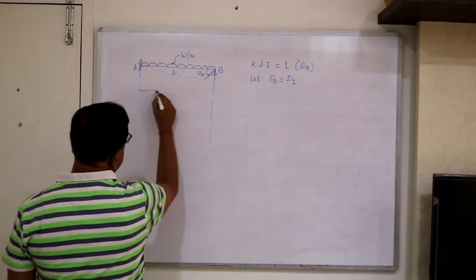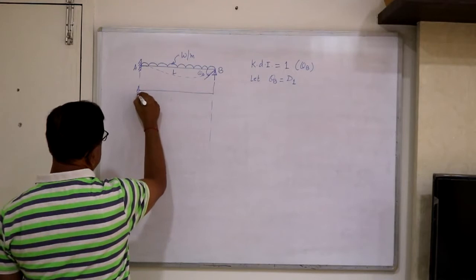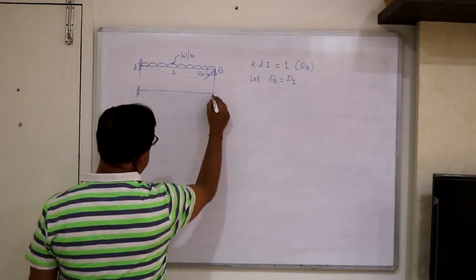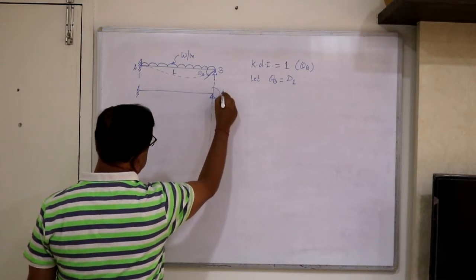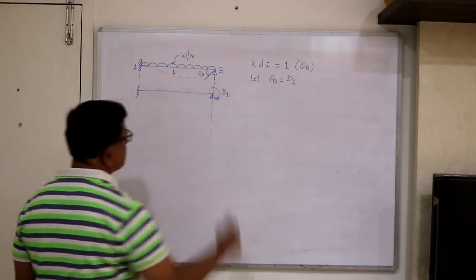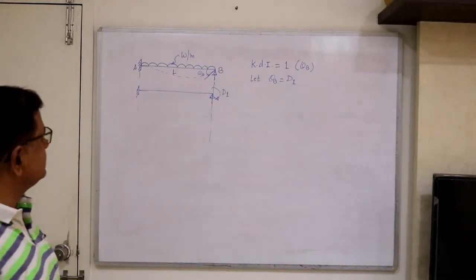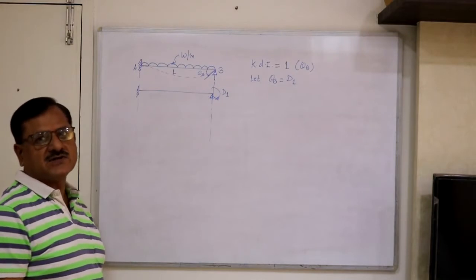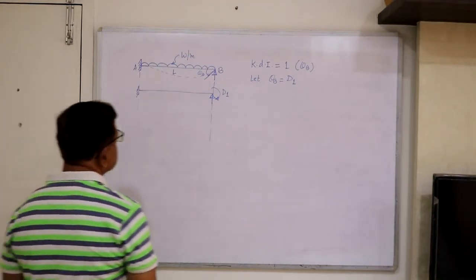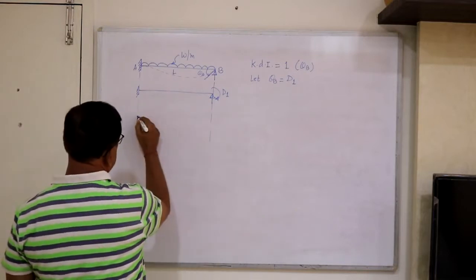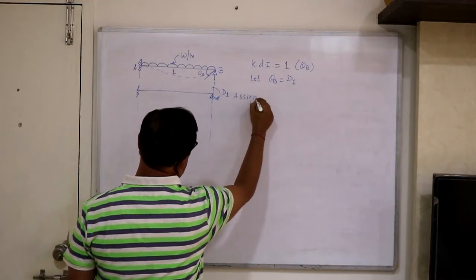The next step is to assign the coordinate. This is fixed and this is a prop support. Unknown is a rotation, so let's assign the coordinate in the direction of the unknown. We will assume clockwise positive, so D1 is clockwise. So this is called assigning coordinates.